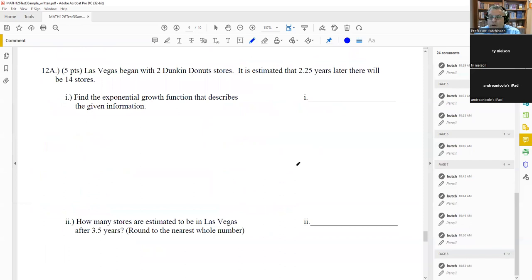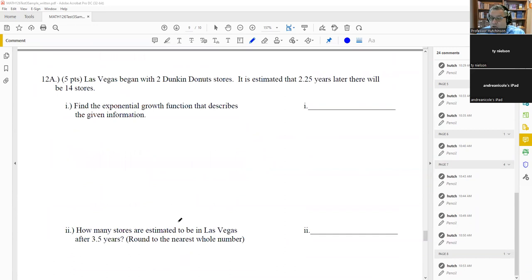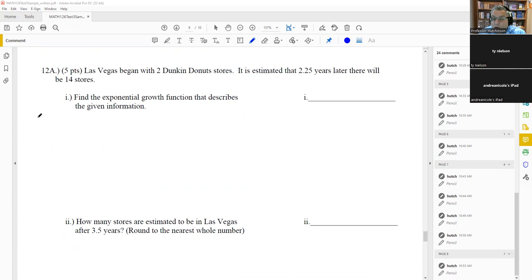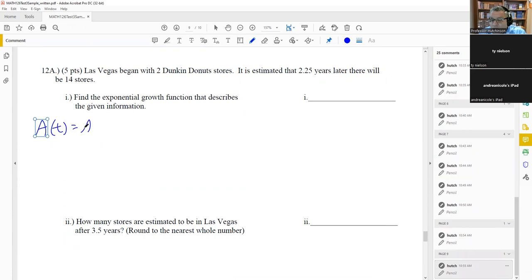Number 12 is one where you're going to have to find the growth formula. Now, on this question, it's going to be set up to where it'll give you a multiple choice to select the correct growth formula, and then you'll use that to answer other questions. In this case, there's only 2 questions on this. So let's first find the growth formula. The information that's provided, remember we're using A of t equals A sub 0 e to the kt. This is the growth formula we want to use.